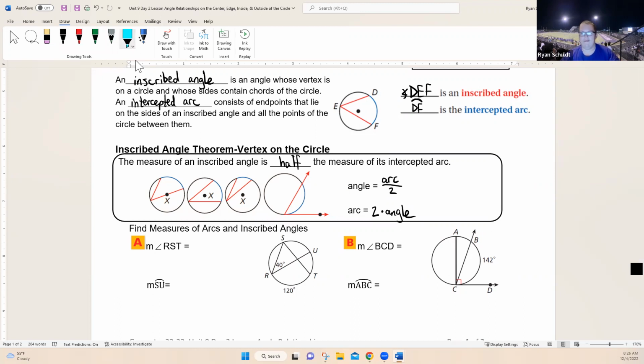Like on this example, they want us to find the measure of angle RST. We want to figure out what this angle right here is. I have RT is 120. I'm already big, I need to go small. That means I need to divide by 2. 120 divided by 2 gets us 60 degrees.